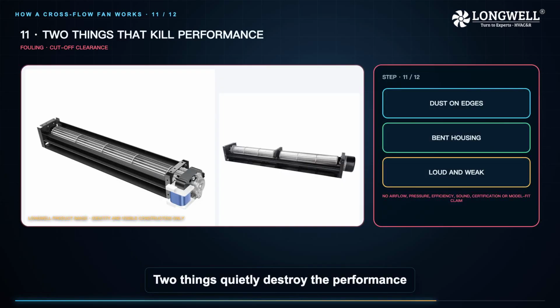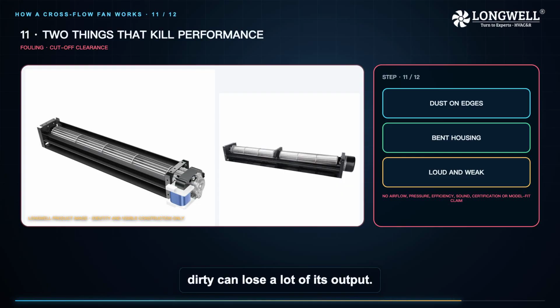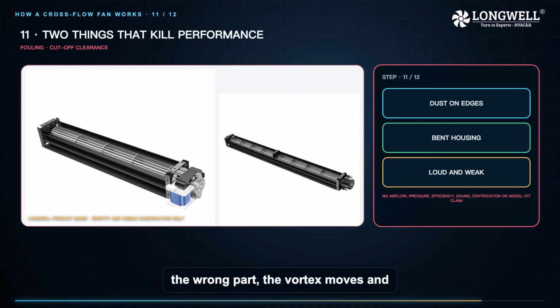2 things quietly destroy the performance of these fans in service. The first is fouling, because dust on the leading edges of 25 blades changes the vortex, and a drum that looks only slightly dirty can lose a lot of its output. The second is cutoff clearance, so if the housing has been bent, reseated wrongly, or replaced with the wrong part, the vortex moves and the fan gets loud and weak at the same time.